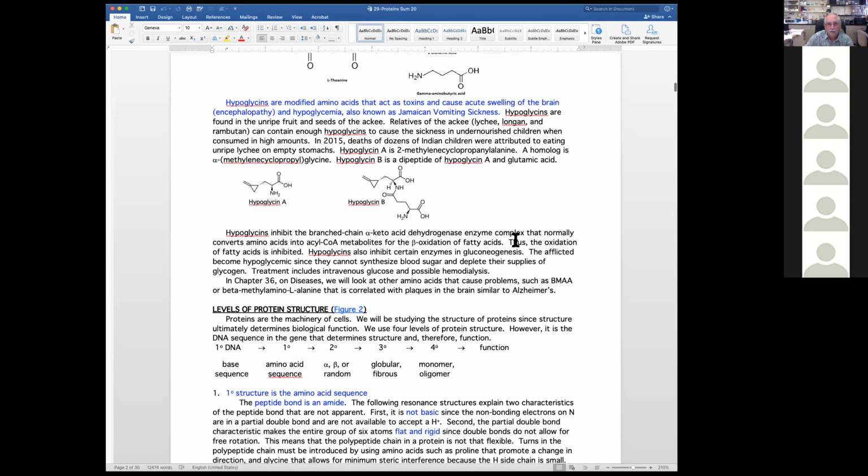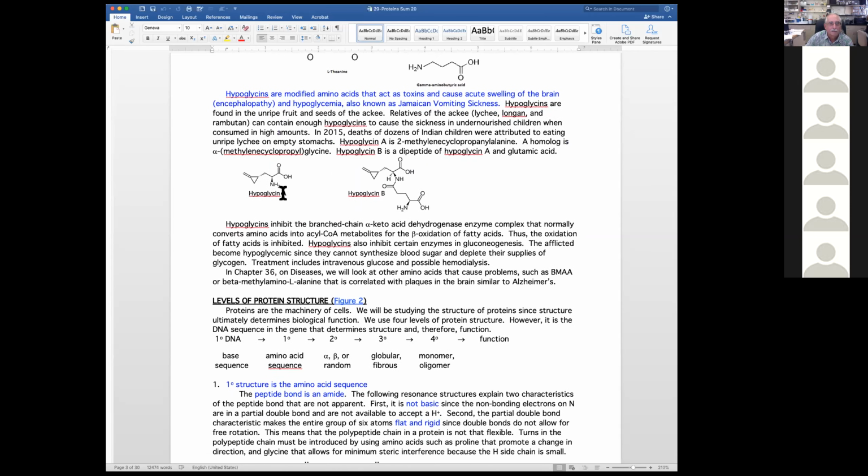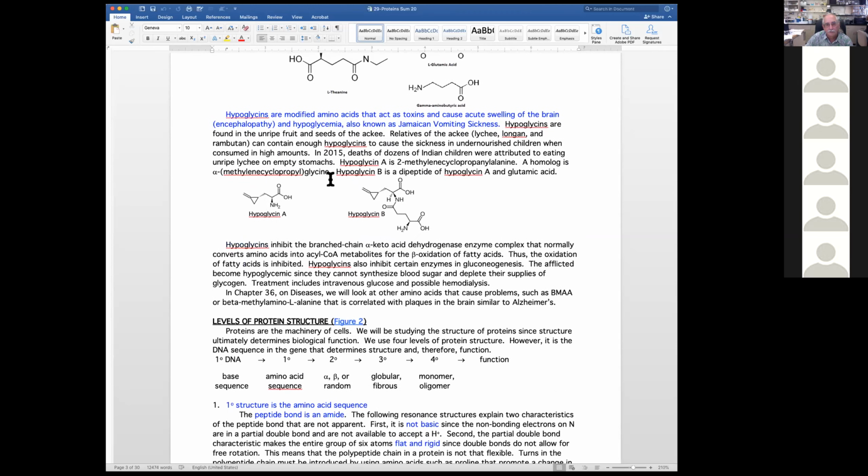So here's some amino acids that can be dangerous. Here's the amino group, here's the acid. These are called hypoglycins, and they are toxins. They cause all kinds of problems.